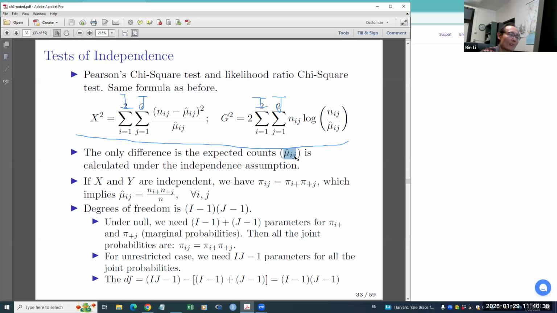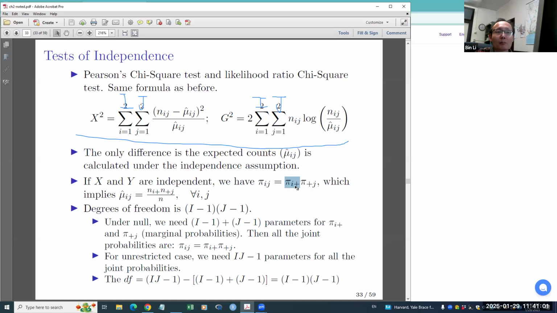If x and y are independent, remember we have pi ij equals pi i plus times pi plus j. Remember I talked about the marginal probability, conditional probability, and joint probability last time, right?